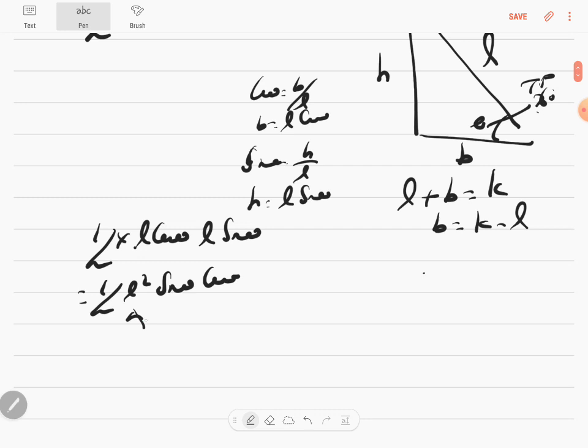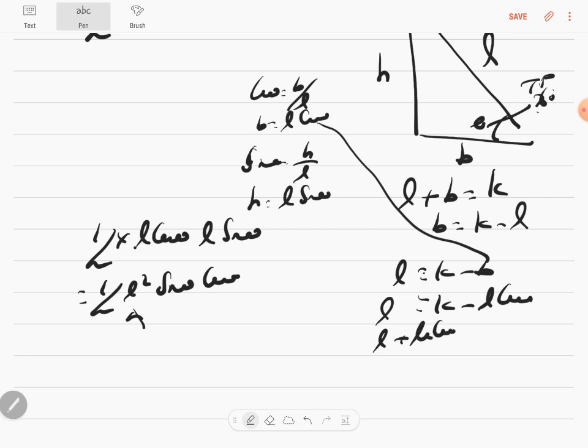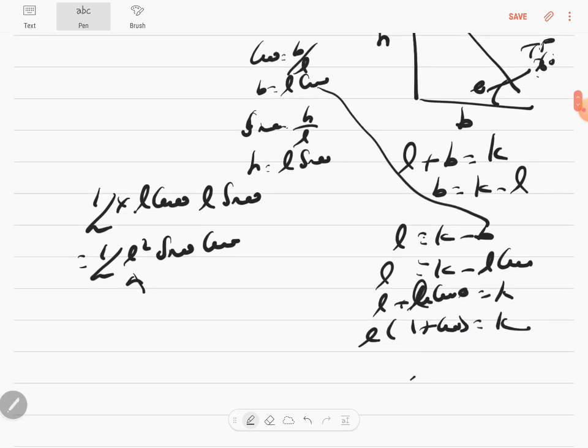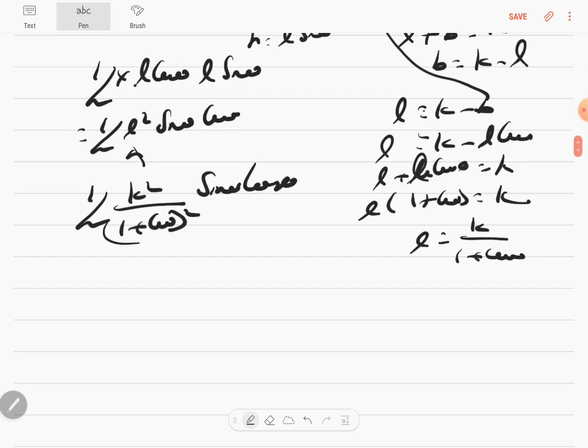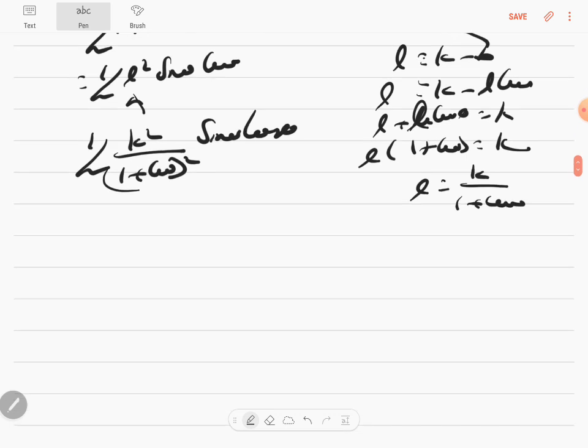Now you can't write l as l. You have to write l as k minus b, and b itself is k minus l cos theta. So l plus l cos theta is equal to k. So l into 1 plus cos theta is equal to k. Therefore l is equal to k by 1 plus cos theta. So half into k square by 1 plus cos theta the whole square into sin theta into cos theta is my area.